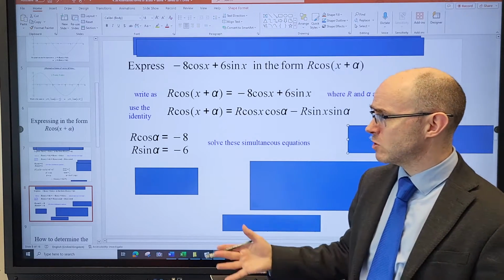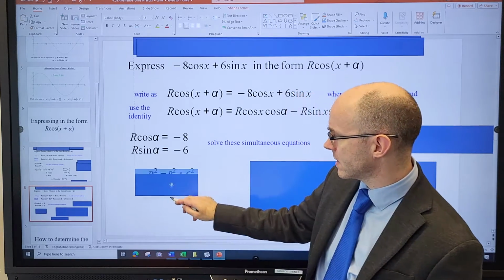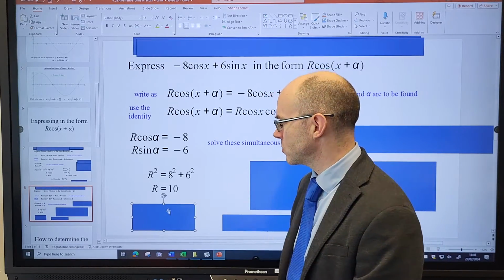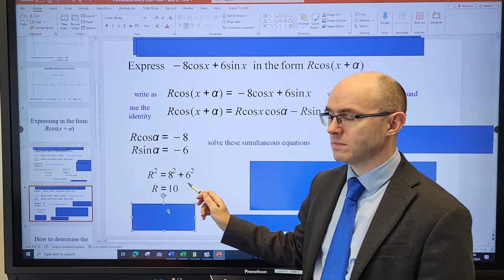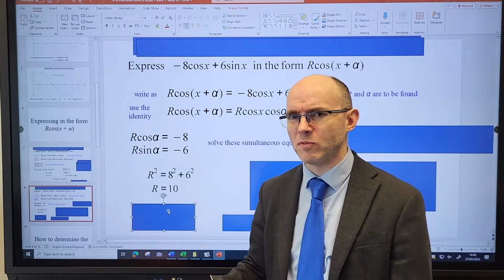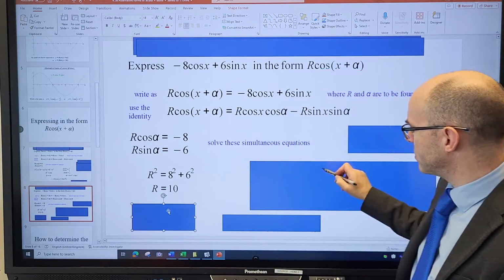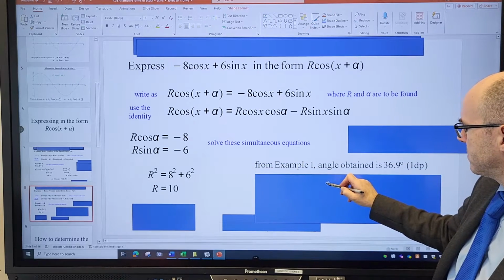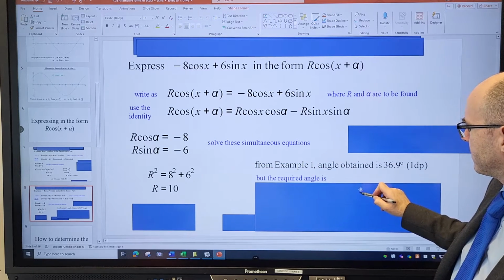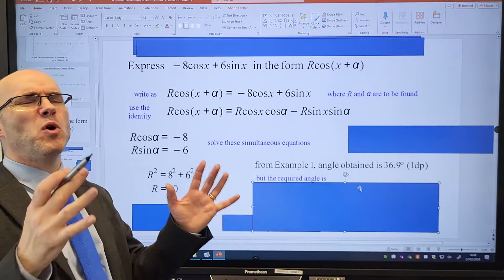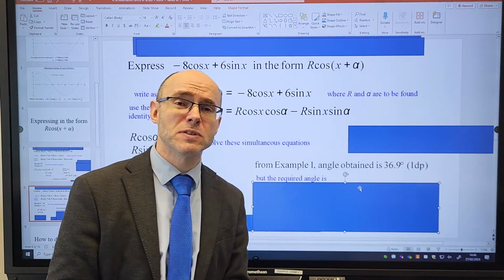Same as before, you just work out what r is. Now I can just skip the cos squared plus sine squared bit and get straight to r squared is 8 squared plus 6 squared. r equals 10, as with before, of course, because they're the same numbers. Now if you do the inverse tan of 8 over 6, you'll get 36.9 degrees again. But that can't possibly be the right angle because it's a different expression.